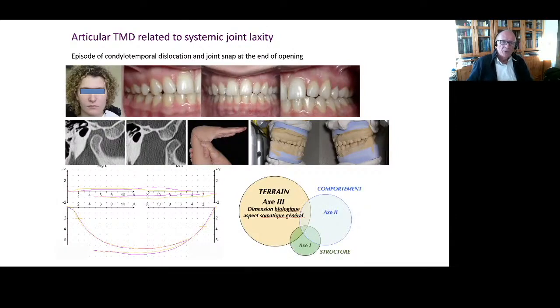Another case, it is a young lady with a systemic joint laxity. And you see the systemic laxity by the quantity of the translation of the condyle. There is a small click here. It is a click of over-rotation, subluxation. And this laxity, hyperlaxity, is in relation with the systemic biological dimension.